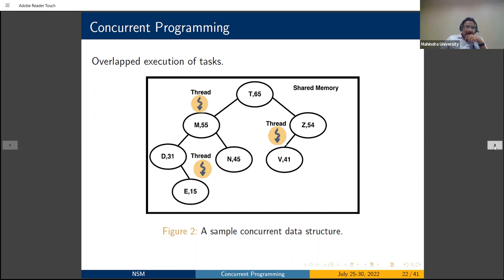In a shared memory environment, if the data structure supports concurrent execution of tasks, such kind of data structures are called concurrent data structures.